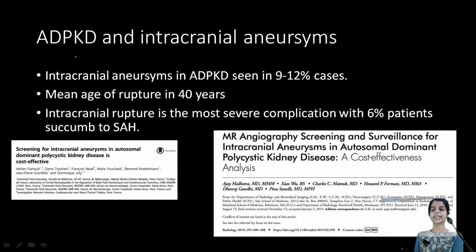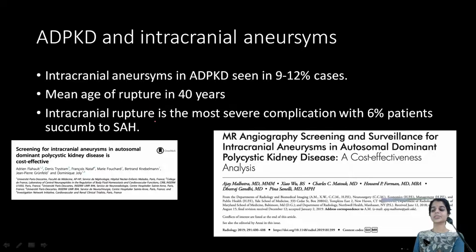And coming to the ADPKD and intracranial aneurysms. So as we have told, this is a case of ADPKD. Intracranial aneurysms are seen in at least 9 to 12% of cases of ADPKD. The normal mean age of rupture in patients with aneurysms is 50 years, whereas in ADPKD they have multiple aneurysms and the mean age is also 10 years less, which is 40 years.